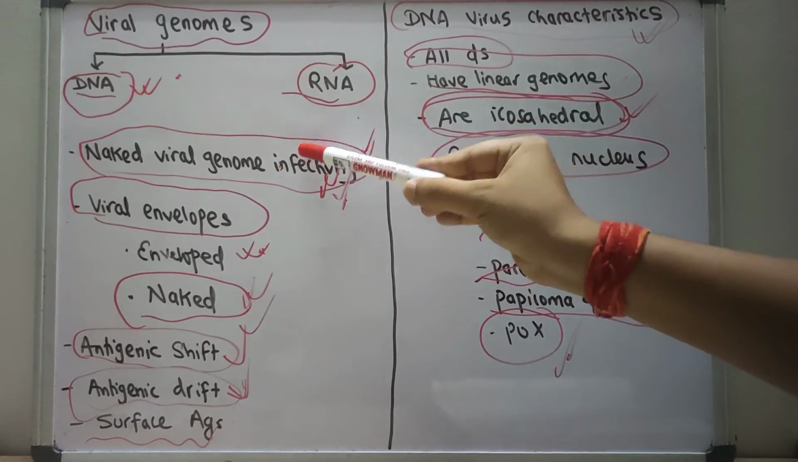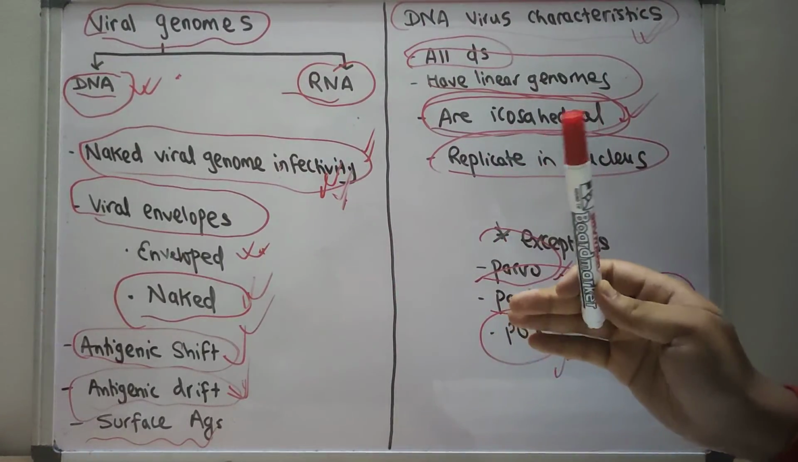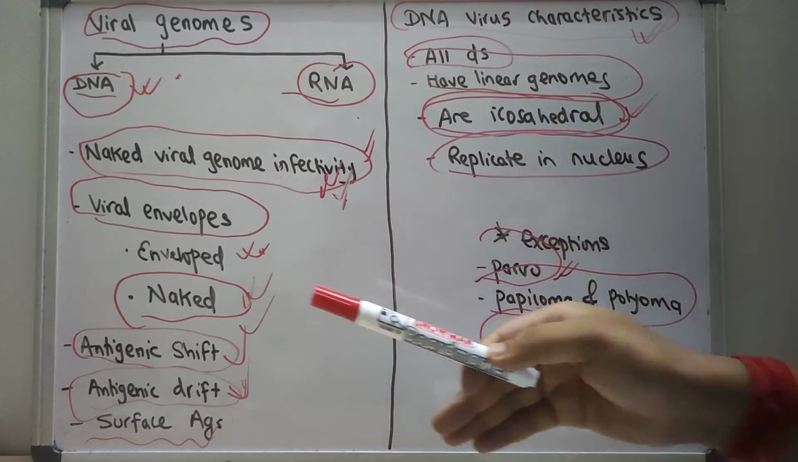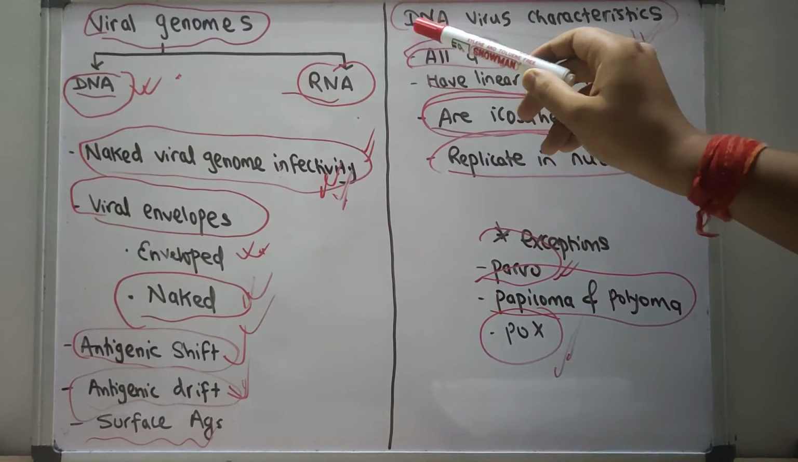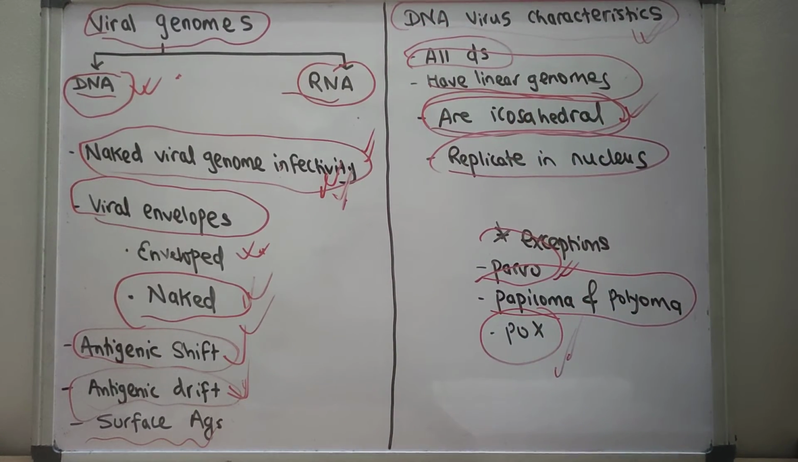We also talked about the naked viral genome infectivity, the viral envelopes, antigenic shift, antigenic drift, and surface antigens, and we talked in detail about the DNA virus characteristics. I hope you understood this topic on viral genomes. In the next video we will talk about various DNA and RNA viruses. Thank you.